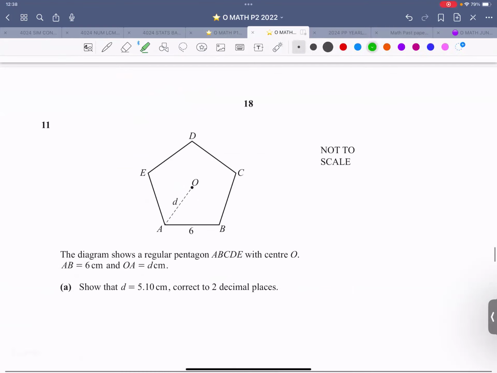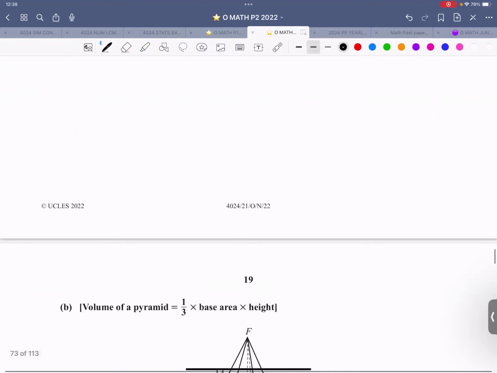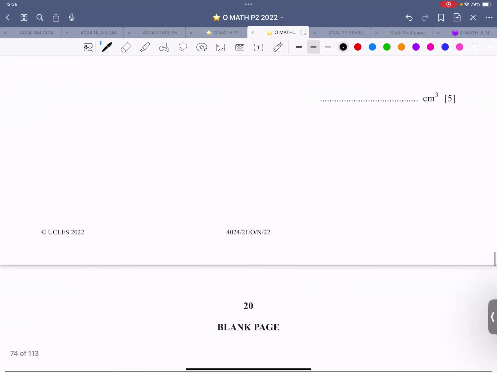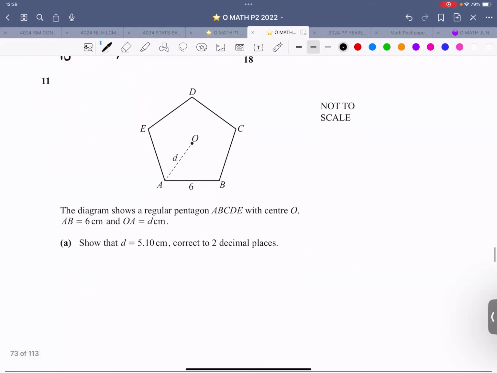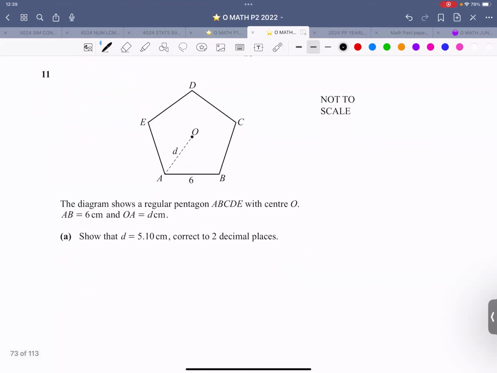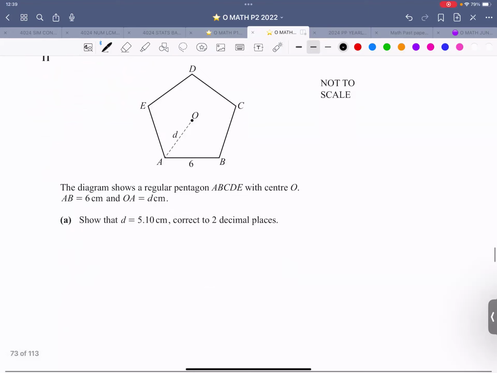Question number 11. What is this question about? It looks like polygon, 3D mensuration, something like that. So this is a combo of polygon and 2D and 3D mensuration. Now this question is about, the diagram shows a regular pentagon. AB is 6, OA is D. Show that D is this much.